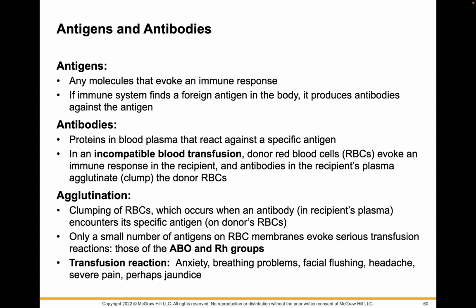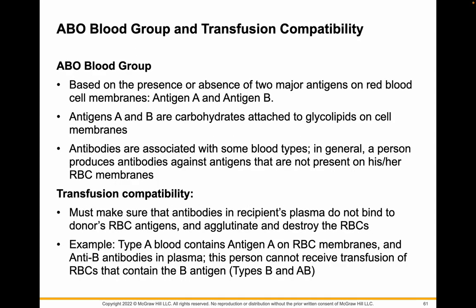Only a small number of antigens on red blood cells will evoke serious transfusion reactions, and those are the RH antigens and the ABO antigens. That's why I talked to you about there being other blood types based on other things, but they're not as important to us because they aren't potentially deadly. So a transfusion reaction will cause anxiety and breathing problems, facial flushing, headache, severe pain, and could be jaundice.